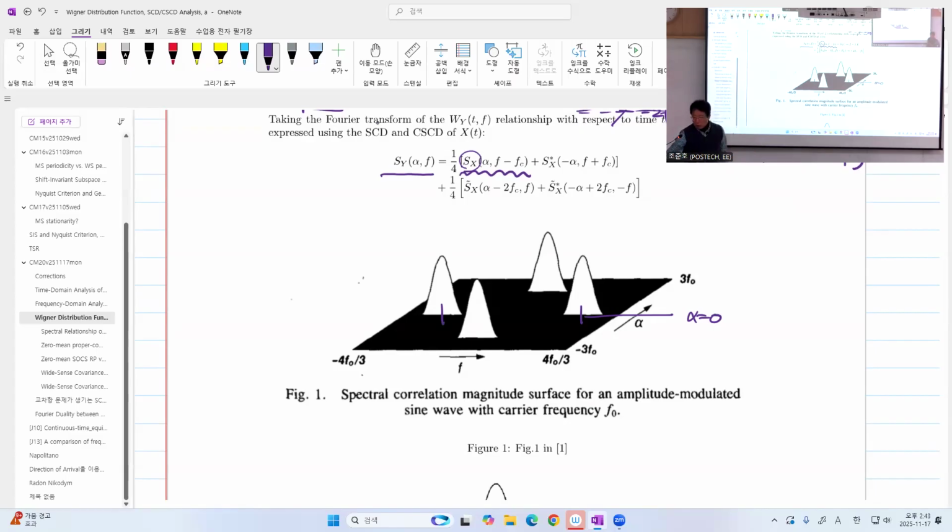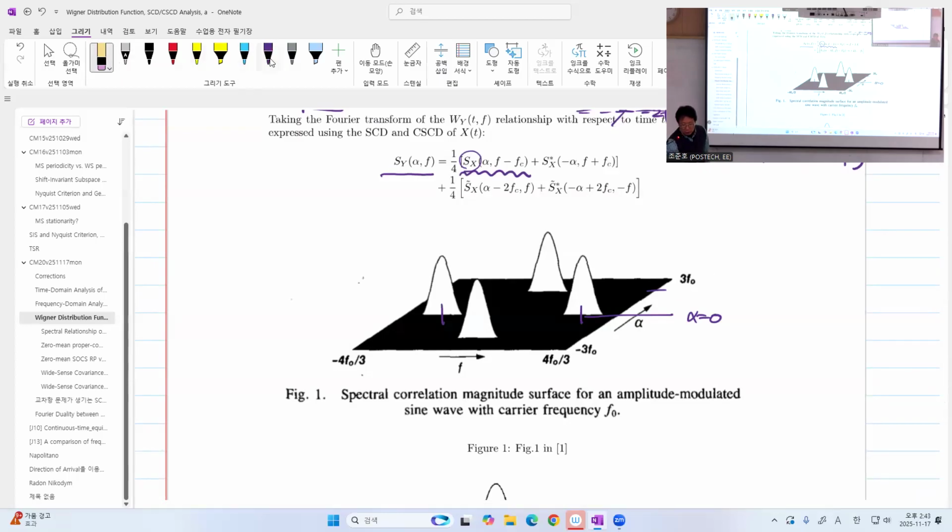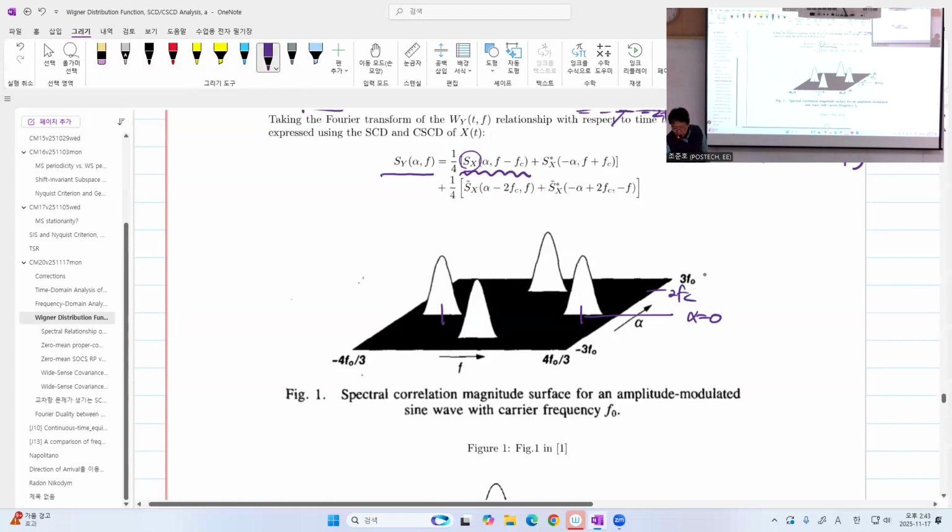The 2 alpha, sorry, not 2 alpha, 2 times Fc and negative 2 Fc kind of components due to the impropriety. So these 2 are due to impropriety of X of t. Got it?